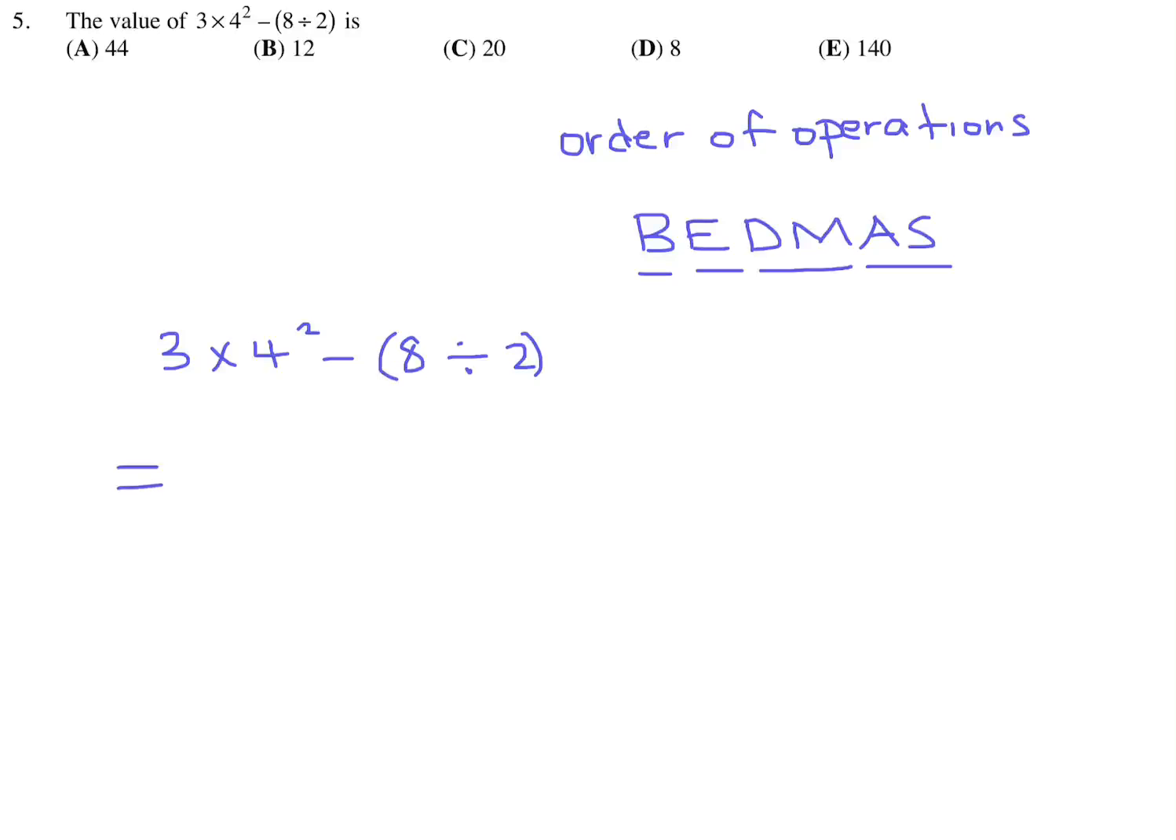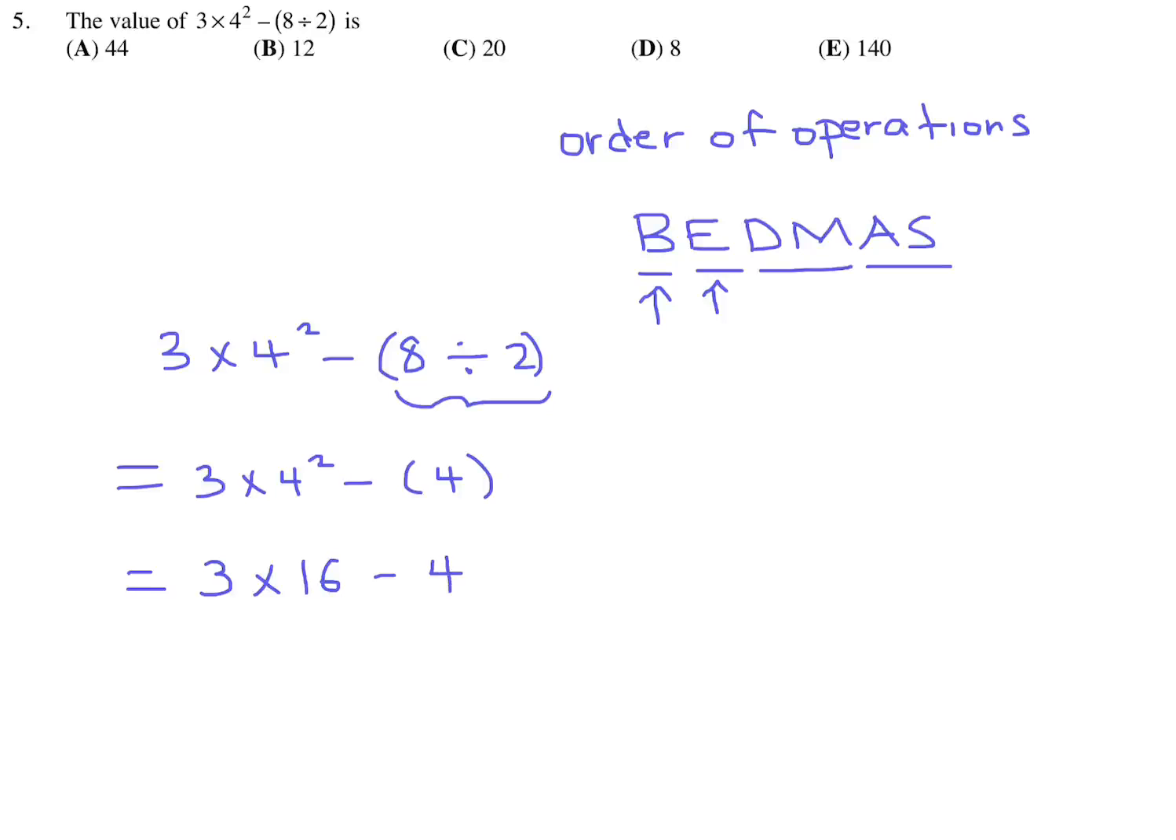So the first one, of course, is brackets. So I've got to do this one first. Everything else, leave by itself. So 8 divided by 2 is 4. Next, now that I've done brackets, is exponents. So this one right here, that's what I have to do next. So 4 squared is 16.